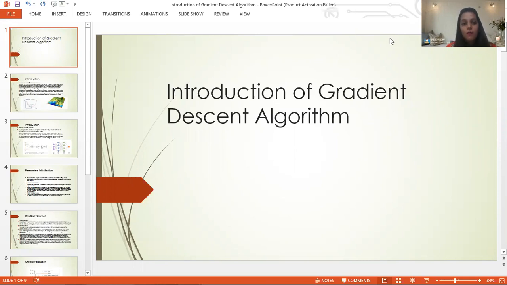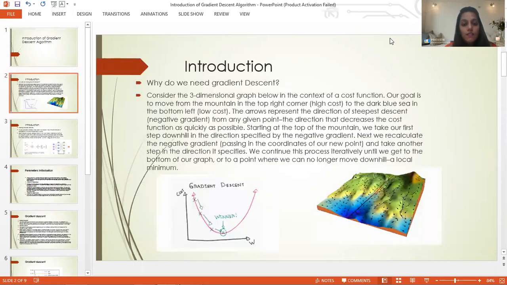Our today's topic is Introduction of Gradient Descent Algorithm. In the previous lecture, we studied the activation function, cost function, and learning rate. Now we study the gradient descent algorithm. Why do we need the gradient descent algorithm?